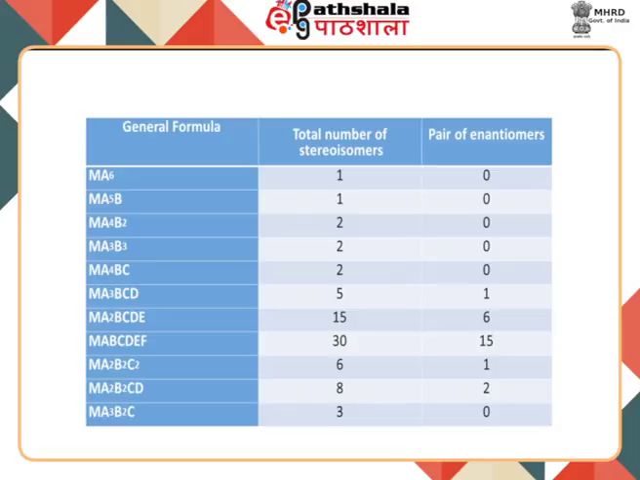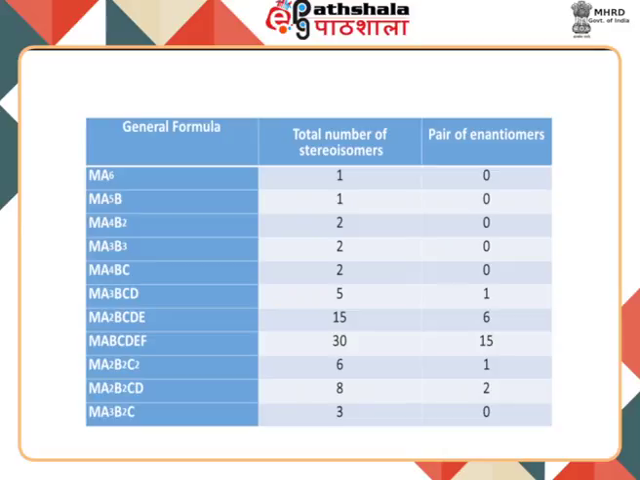Complex type MA2BCDE, a total of 15 stereoisomers are possible for this complex and 6 pairs of enantiomers are possible here. Complex type MABCDEF, there are 30 stereoisomers possible for this complex and the pairs of enantiomers will be 15.